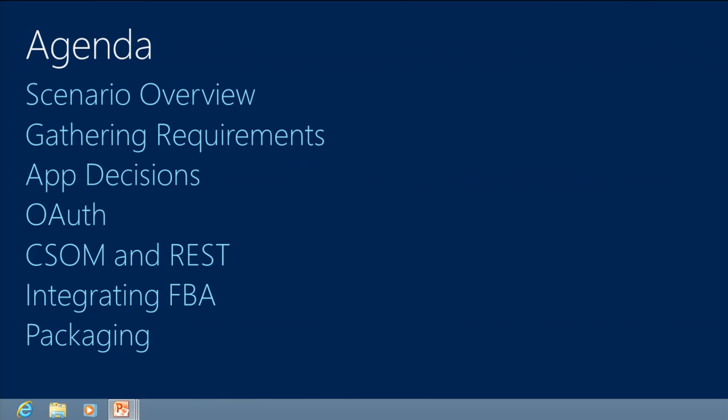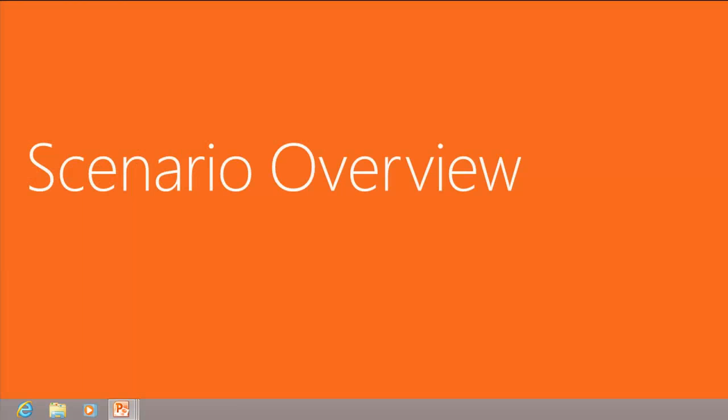Also, we're going to look at how we can integrate forms-based authentication, because one of the things we want to see is how we prevent swivel chair integration between these two systems. How do we allow our users to sign in between these two systems and tie this notion of identity together? And finally, we'll look at some of the things around packaging, what it takes to actually publish an app. So with that, we're going to go into the scenario overview.